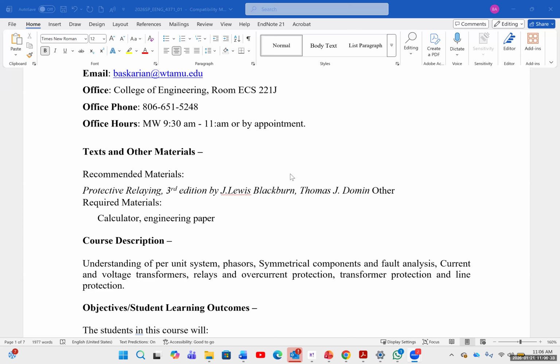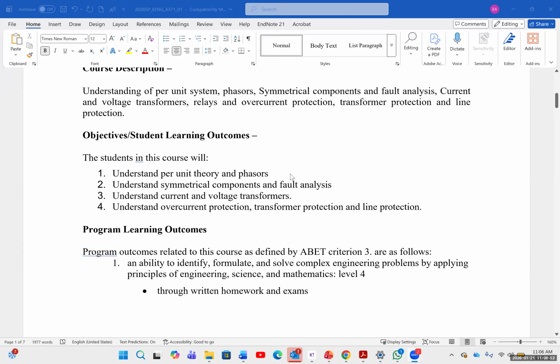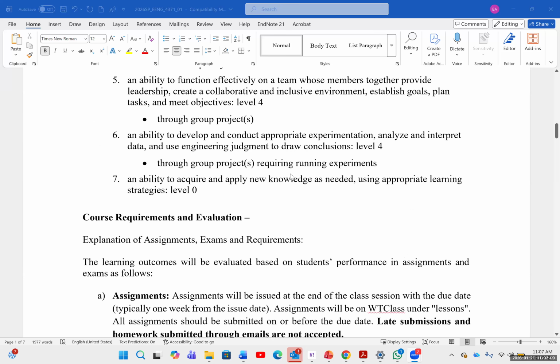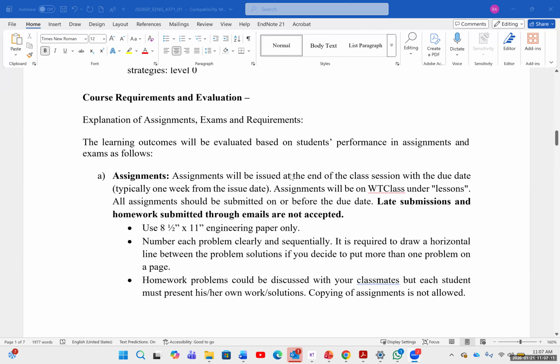For this course, the objective is understanding per unit systems, phasors, symmetrical components, and fault analysis, current and voltage transformers, relays and overcurrent protection, transformer protection, and line protection, and also single-phase, three-phase, reactive, and real power. We're going to do a little bit of review on those as well. You are already familiar with the program learning outcomes and ABET accreditation requirements.